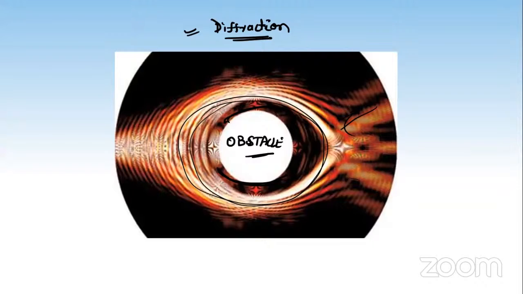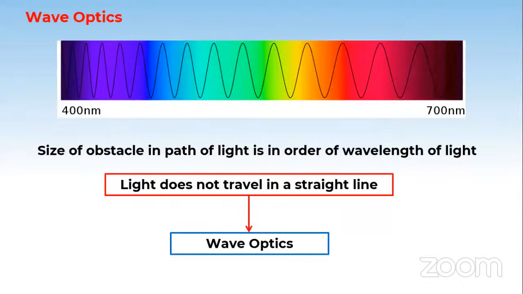Is it clear? Yes or no? Reply fast. Students, reply in the chat box. Okay, one of you has replied. JNVDIU student says yes, cool. Now let us move to the next. So according to wave optics, if the size of the obstacle in the path of the light is of the order of the wavelength of the light, this can be concluded, and this is from wave optics.